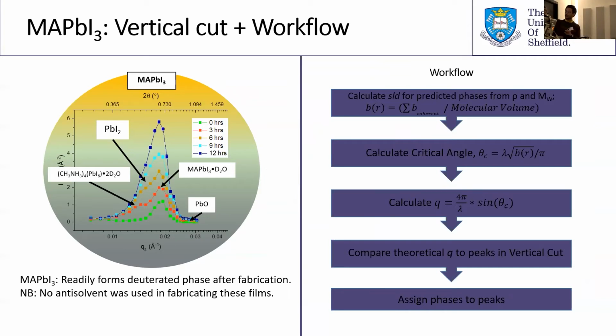And so after 12 hours, that increase in intensity, or IQ squared, isn't because it's more ordered. It's because you've got this MAPI deuterate, MAPI dihydrate, and lead iodide all occurring quite close to each other. It's important to note that these films were made under ambient conditions, with no antisolvent. It's not necessarily representative of films which would be used in actual devices, where typically these things are avoided.